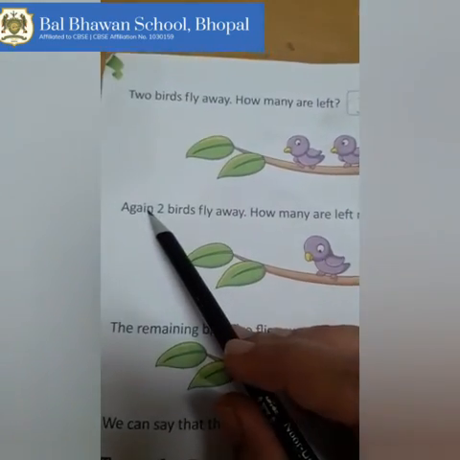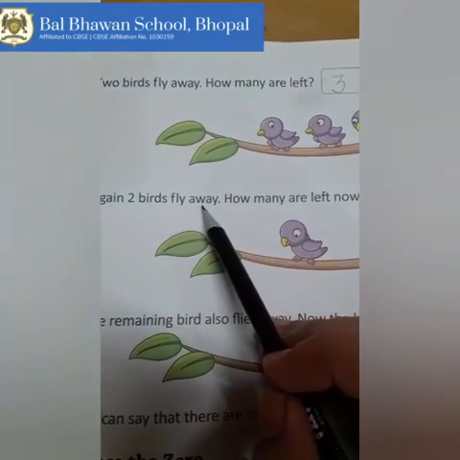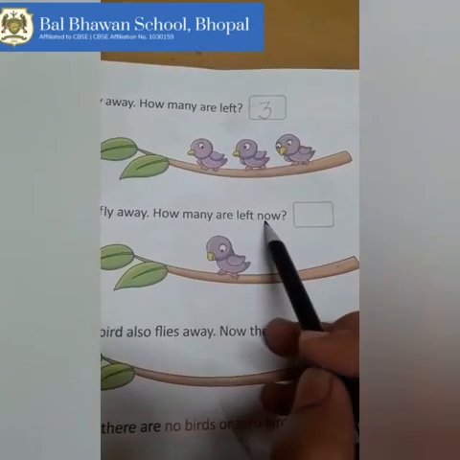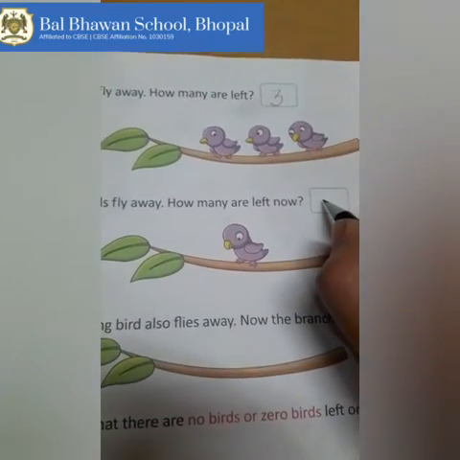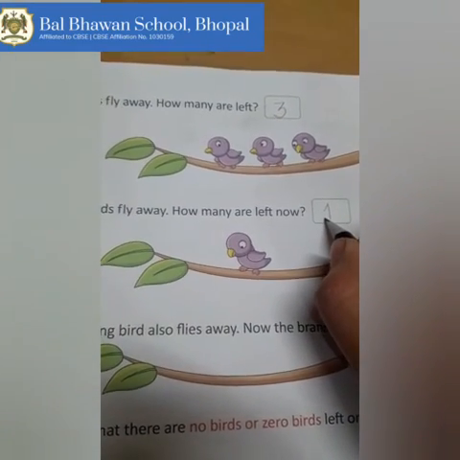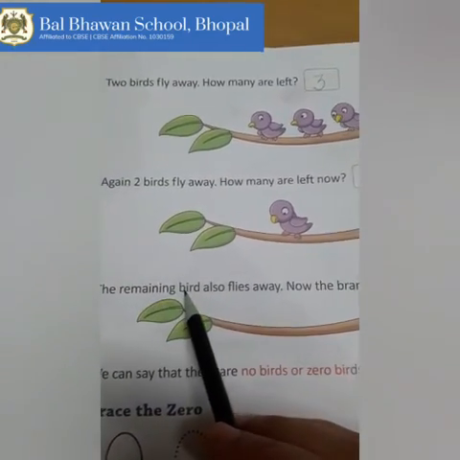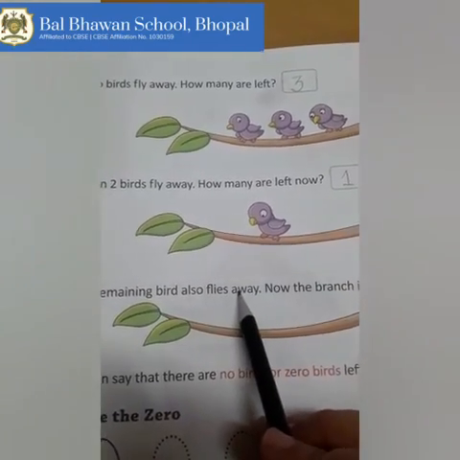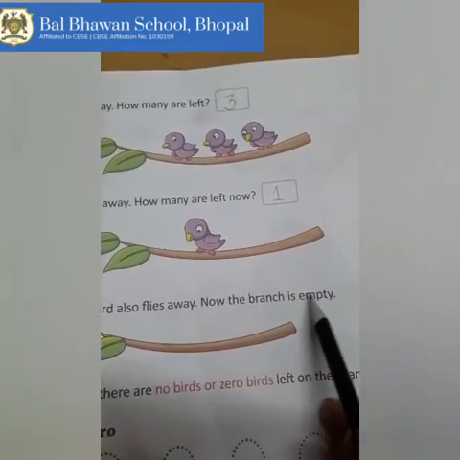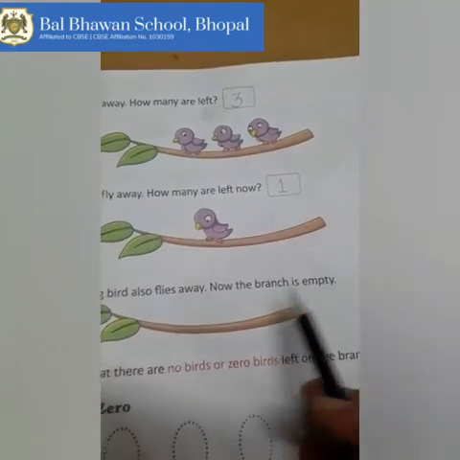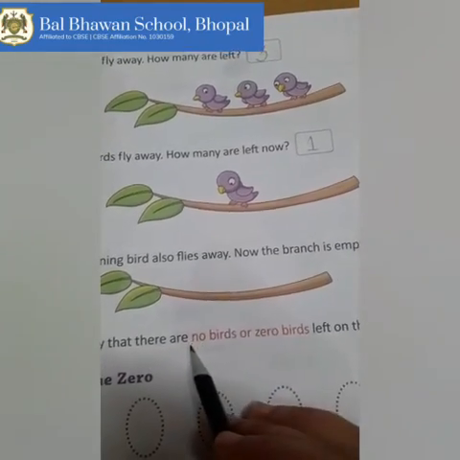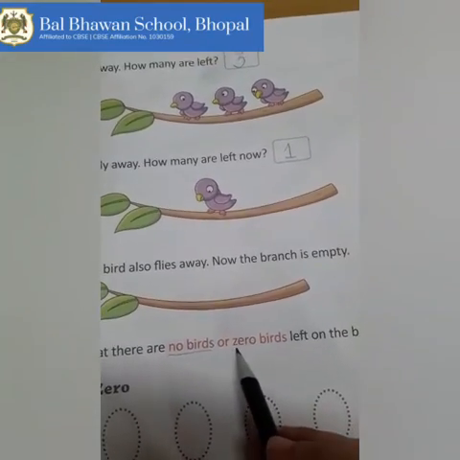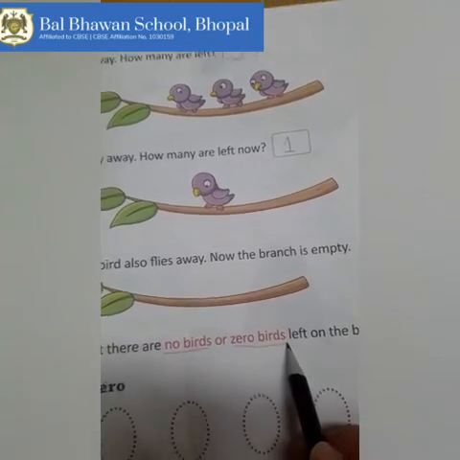Now again 2 birds fly away. So how many are left? Only one. So only one bird is left on the branch. The remaining bird also flies away. Now the branch is empty. So how many birds are there on the branch? No birds or 0 birds.